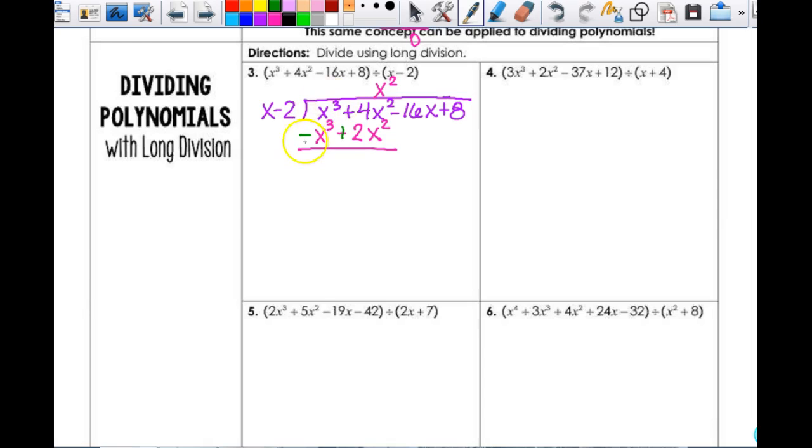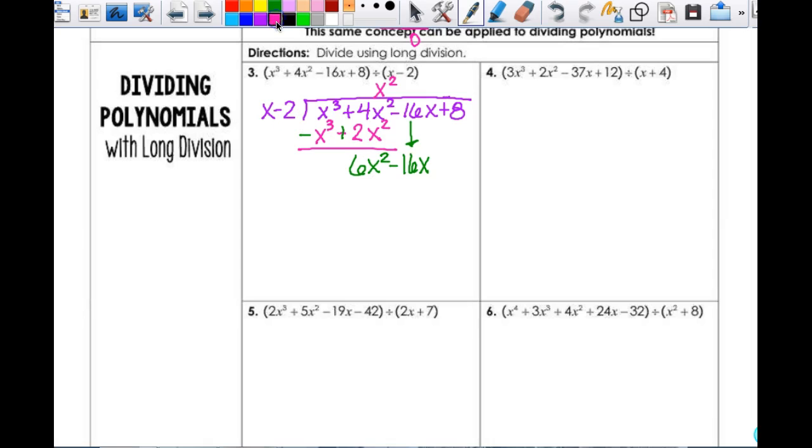So then what happens here? They cancel out. That's good. So then here I have 4x squared and 2x squared. What do I get? 6x squared. And then I bring down the minus 16x. Everybody good with that? So then I do this again. I take x, and I'm dividing it in here. So 6x squared divided by x leaves me with what?